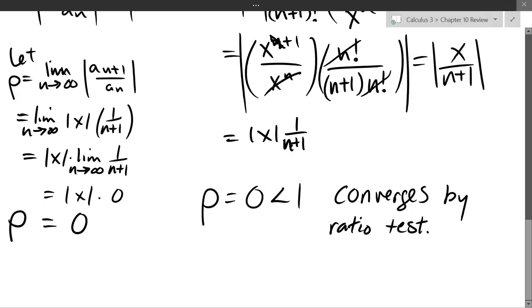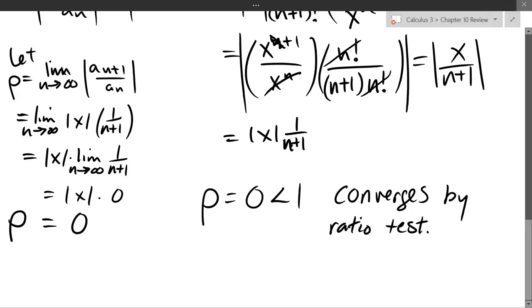Now, did it matter what x was? I could have put 10 trillion in for x. Huge number. 100 trillion. Or any numbers bigger that I don't know about. You put any number in, and still our rho would be 0 after you take your limit. So what that means, no matter what x was, we're going to converge.